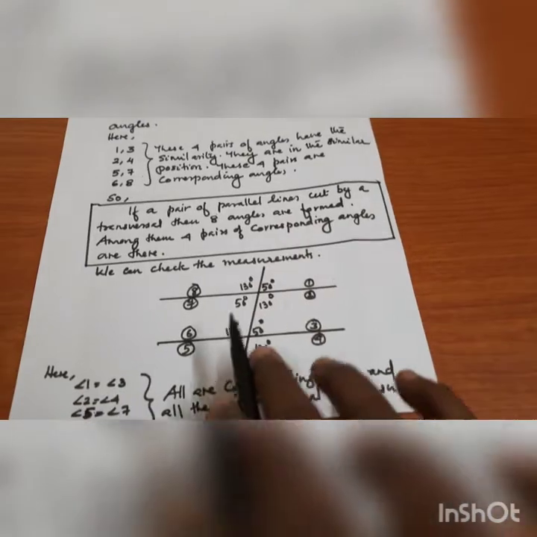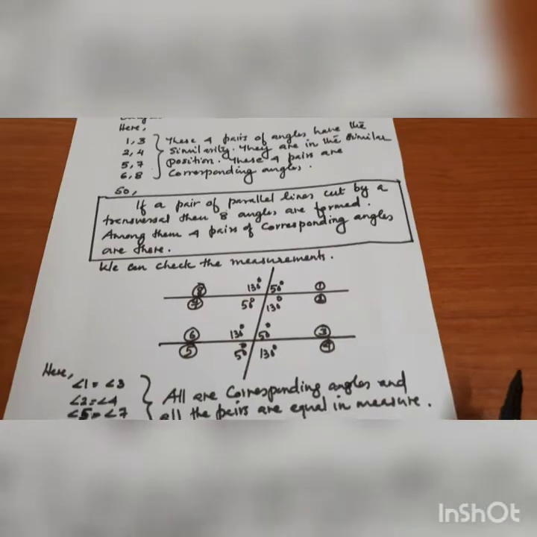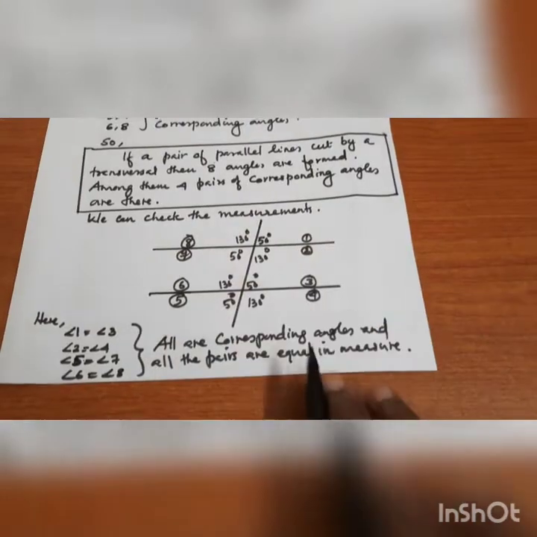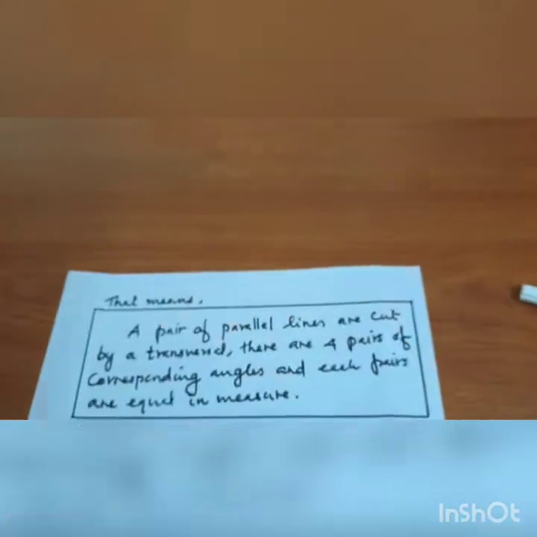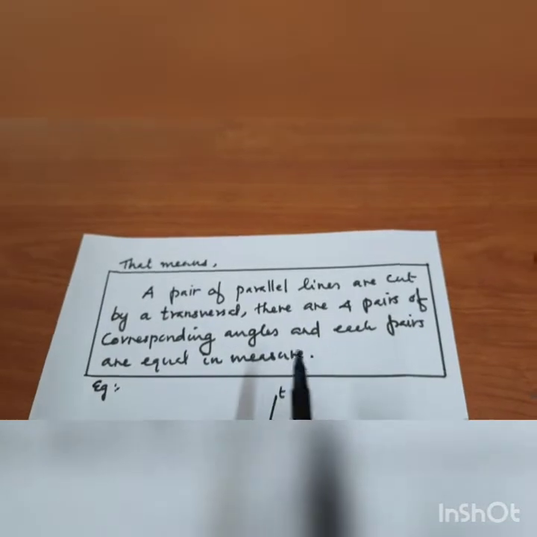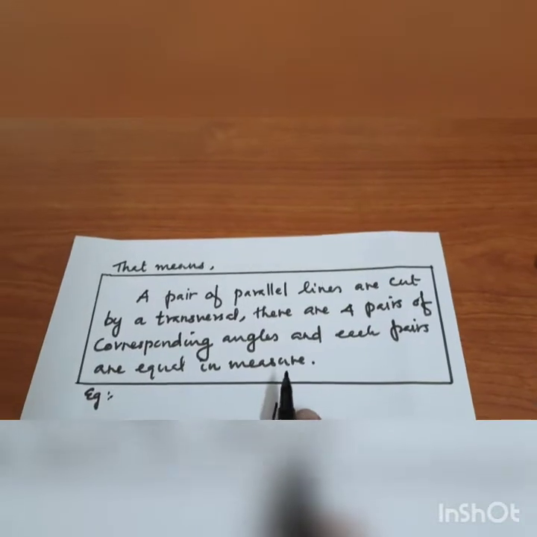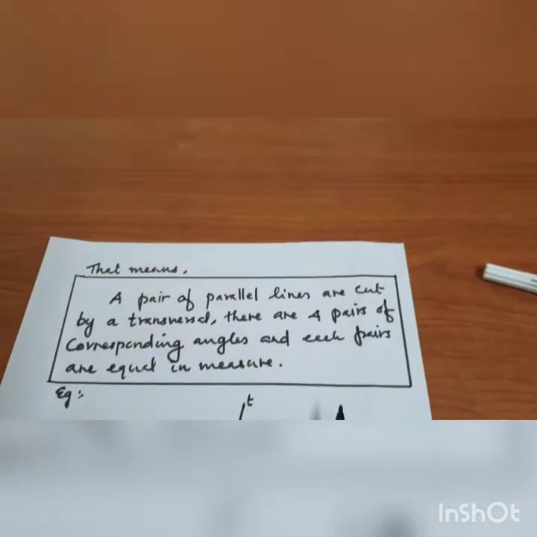So we can say that all the corresponding angles are equal in measure. That means each pair of corresponding angles is equal in measurement. So at last we conclude: when a pair of parallel lines is cut by a transversal, there are 4 pairs of corresponding angles and each pair is equal in measure.